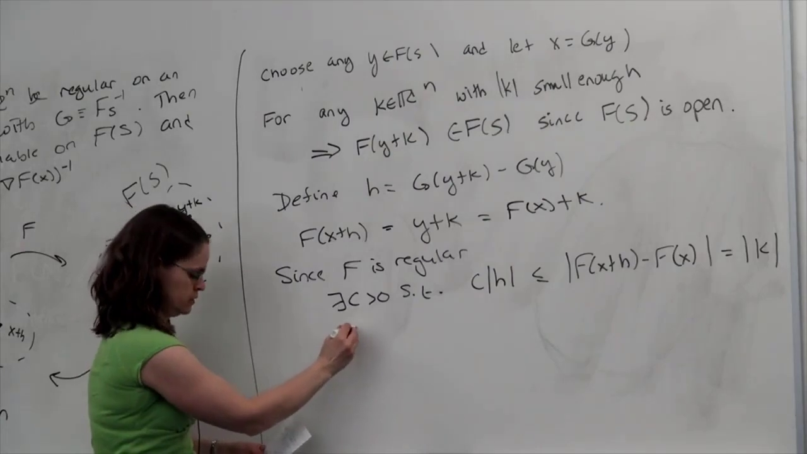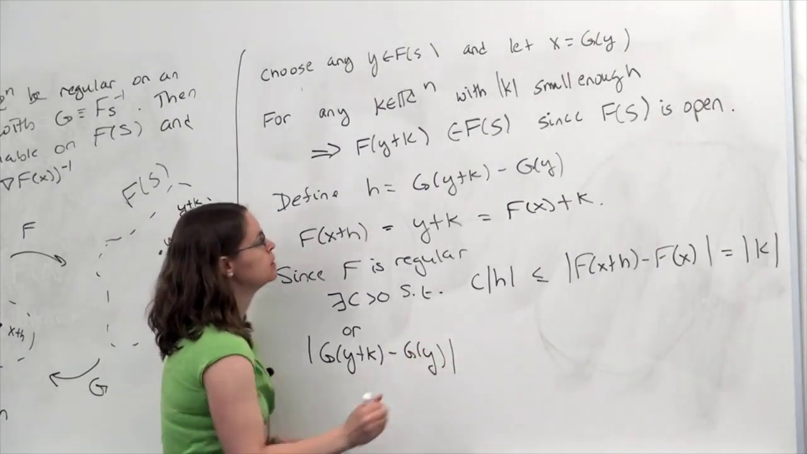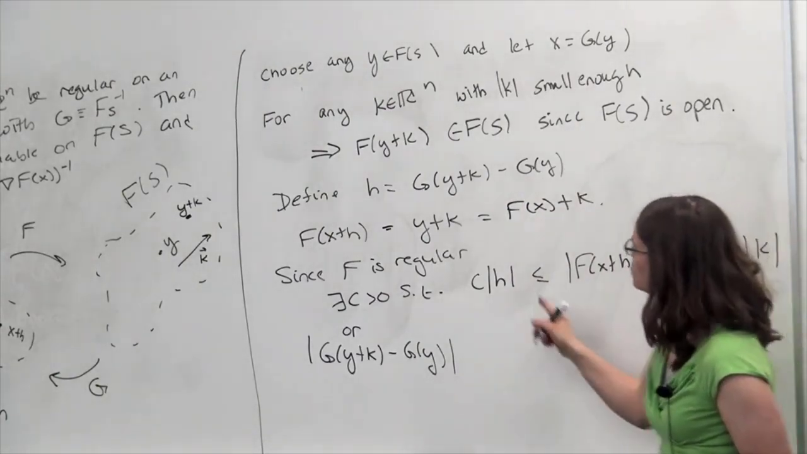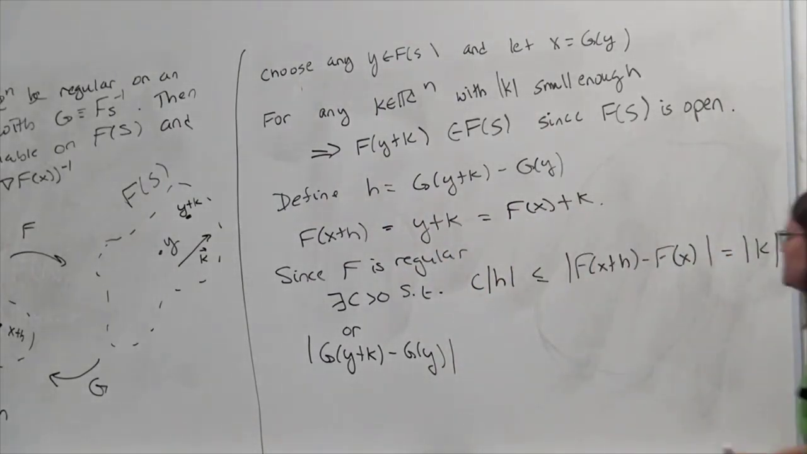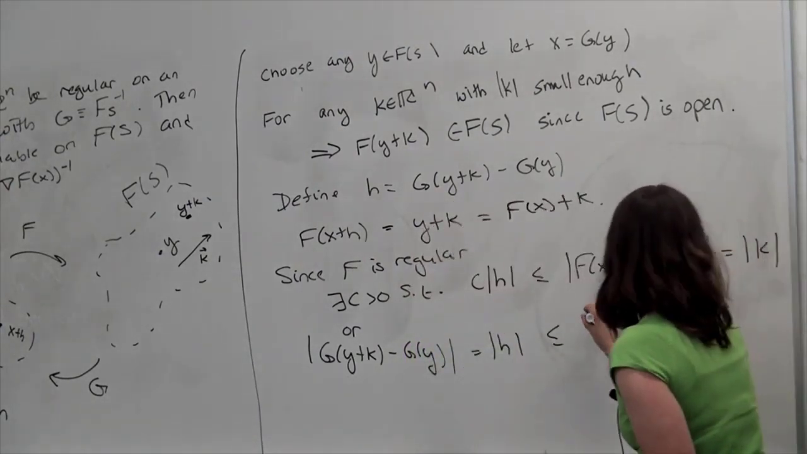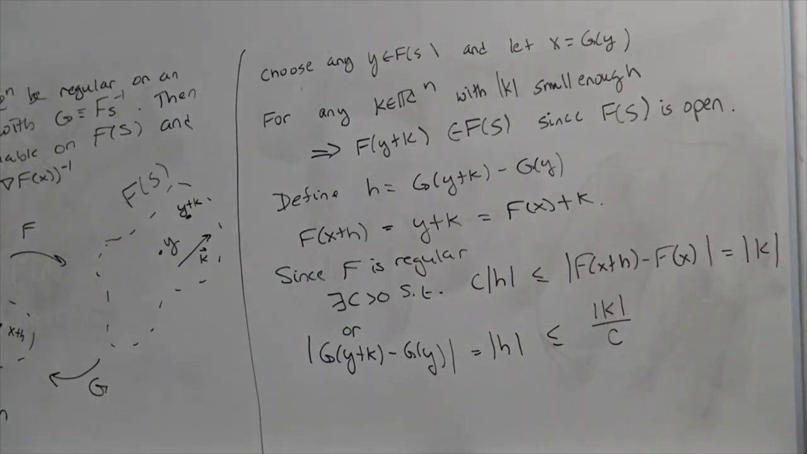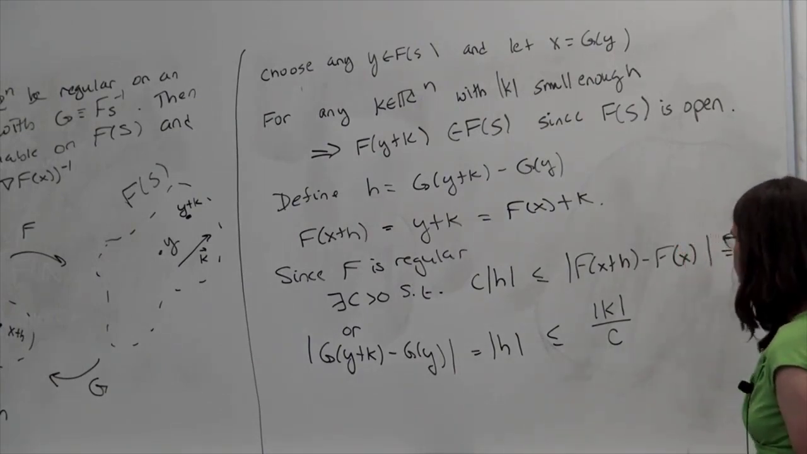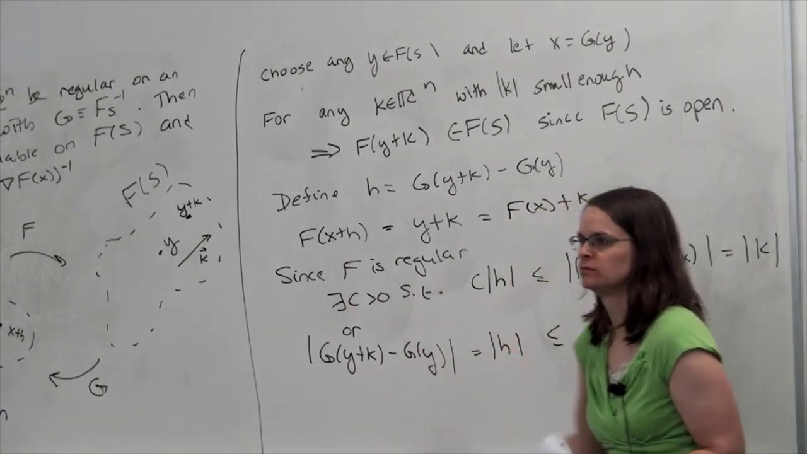Okay, and I can also do it for my inverse function, g of y plus k minus g of y, which is equal to h. I'm just writing all the different permutations of these things, and then we'll see what we need. And h here is less than the length of k divided by c. So in other words, I get some kind of Lipschitz bound for this inverse function too.